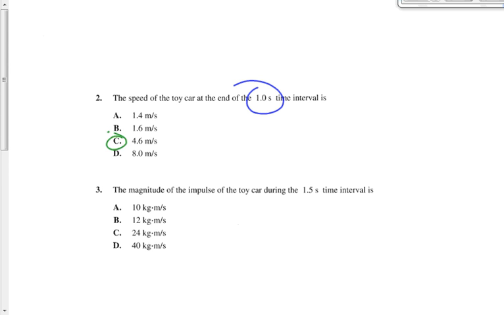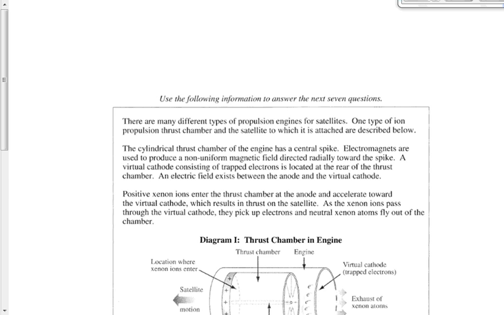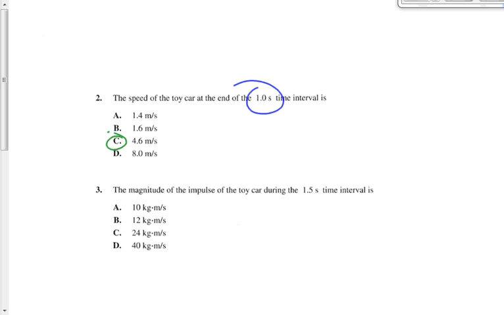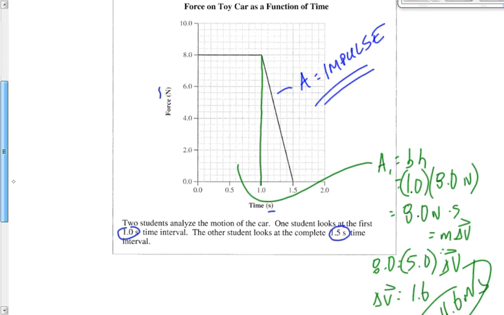Good. Next question says the magnitude of the impulse during the entire 1.5 seconds. Well, we found the impulse during the first 1 second. So now what we've got to do is find the area of this one and then add it. We'll say the area of the second section. It's a triangle, so it's 1/2 base times height. 1/2 of 0.5 times a height of 8 is, I think, 2? We add 2 plus 8, and it should give me an impulse, a change in momentum, of 10 Newton seconds.